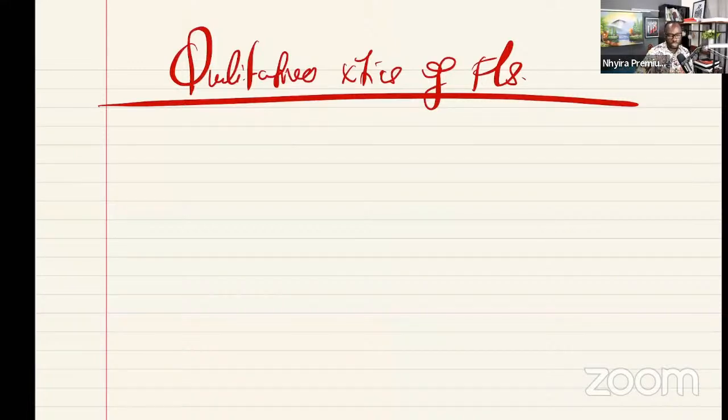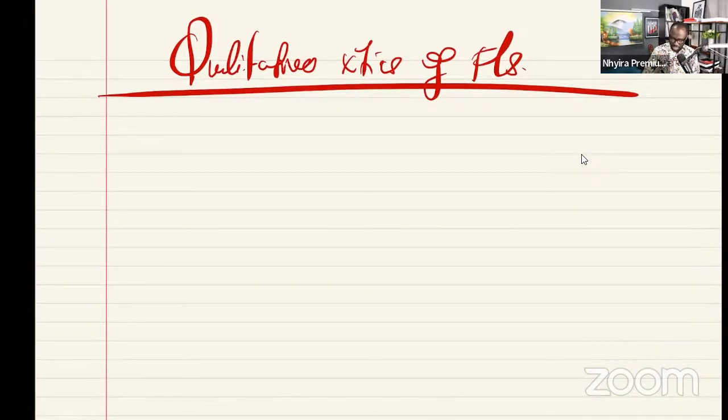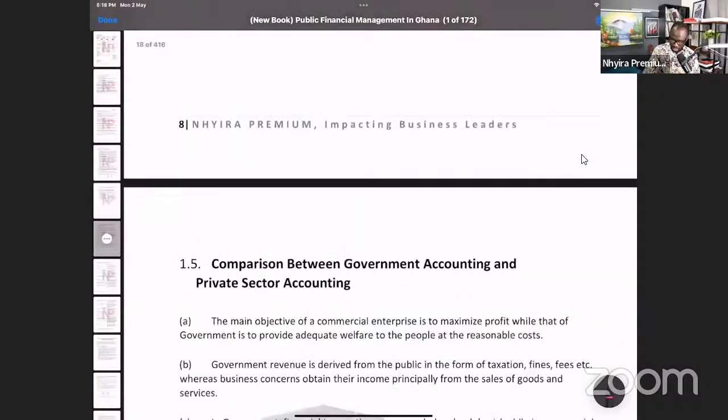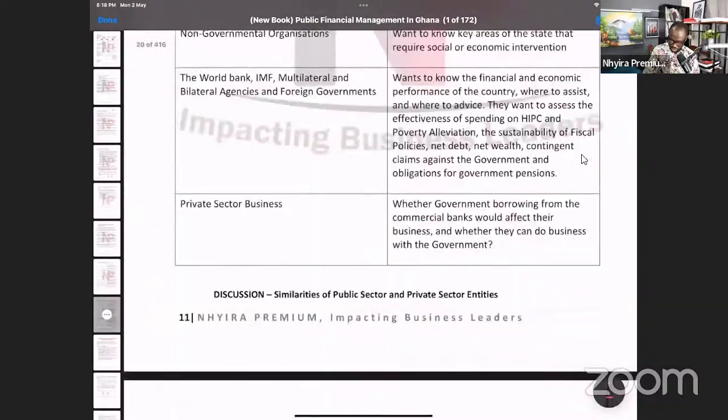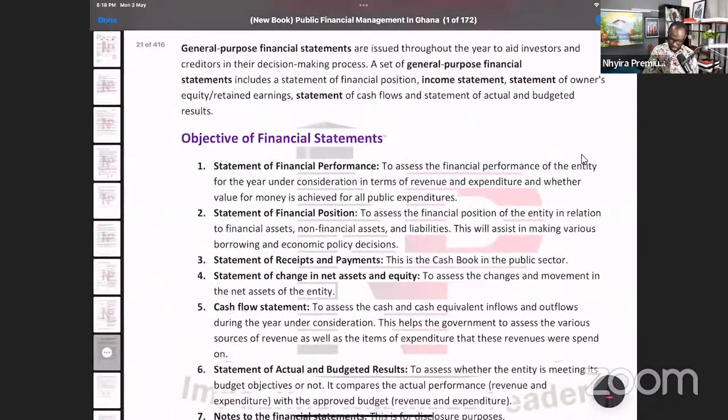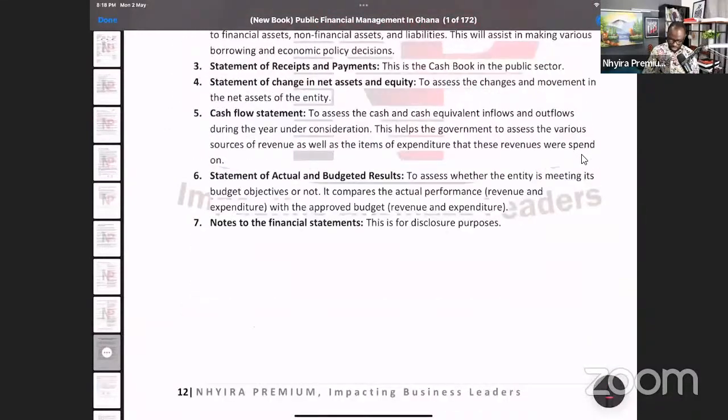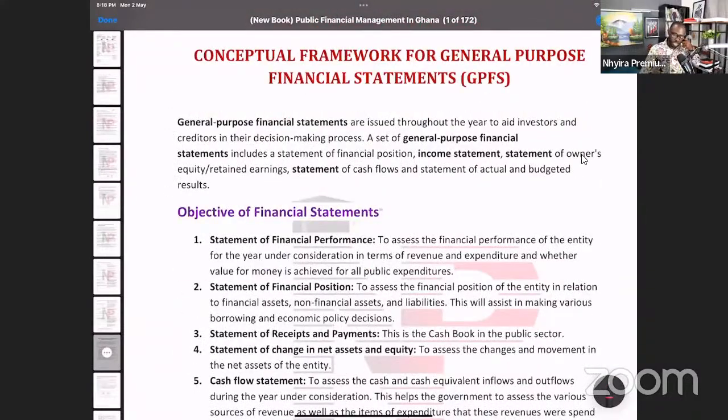And so we must know the types of financial statements that government is required to prepare, number 1. And then number 2, we must look at the characteristics that these financial statements should have in order to make them useful to the users of the financial statements. You can see this directly in your book when we come to the issue relating to the general purpose financial statement, from page 12. So that is where I'm taking my material from.